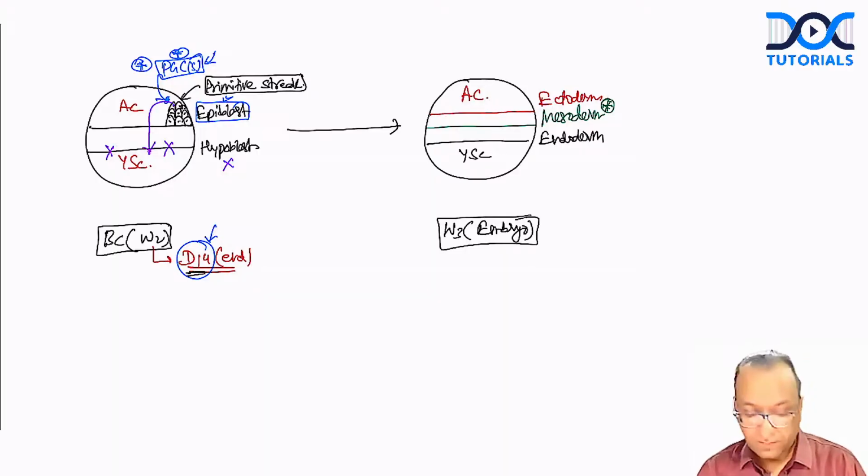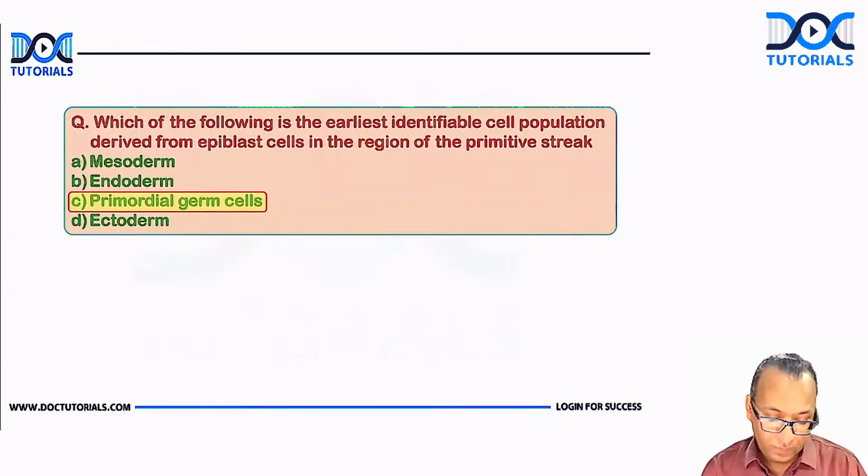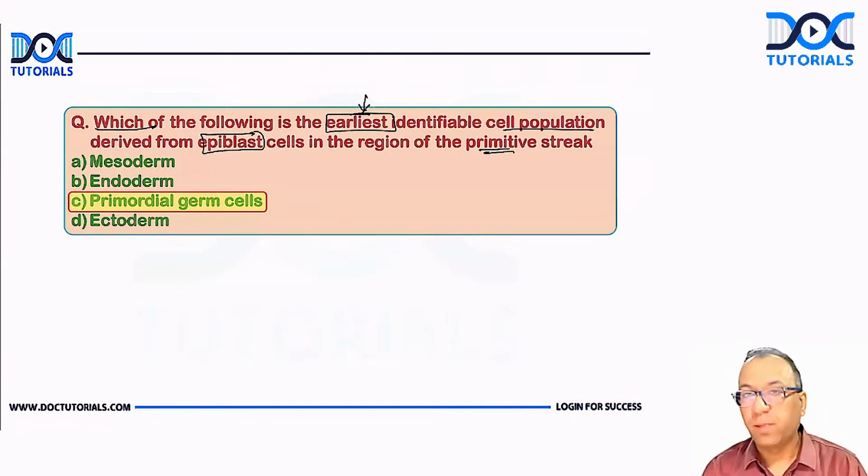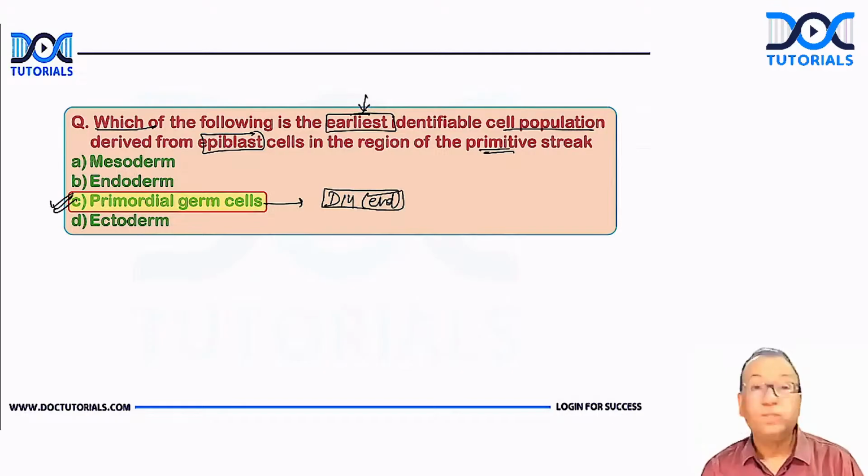So the point is that it is the epiblast which is going to form, number 1, primordial germ cell, number 2, endoderm, number 3, mesoderm, number 4, ectoderm, in a sequence. But which was the earliest to find? That is the question. The question is asking which of the following is the earliest identifiable cell population derived from epiblast cells in the region of the primitive streak, and your answer should be primordial germ cell, as early as by the end of day number 14. That is what we have to tell.